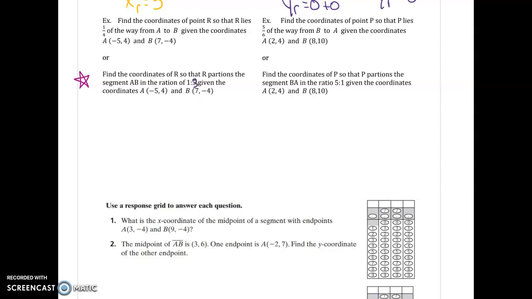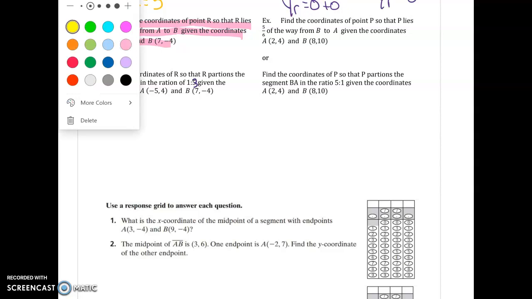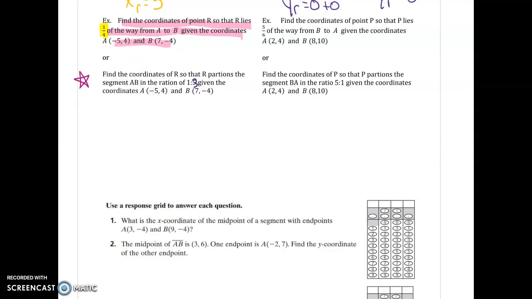Sorry about that. So the two ways this could be phrased: in this example, find the coordinates of point R so that R lies 1/4 of the way from A to B, given these coordinates. Notice our fraction is 1/4. The next example says find the coordinates of R so that it partitions, meaning breaks up, the segment AB in the ratio of 1 to 3, given the coordinates.